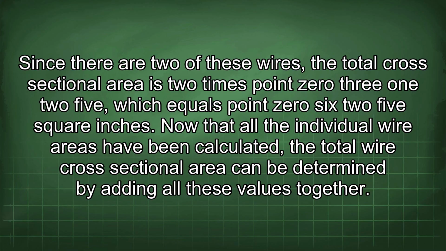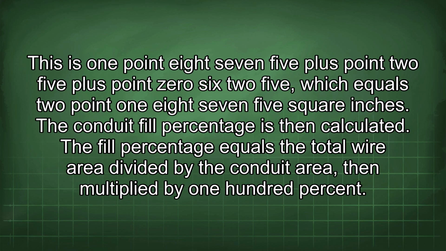Now that all the individual wire areas have been calculated, the total wire cross-sectional area can be determined by adding all these values together. This is 1.875 plus 0.25 plus 0.0625, which equals 2.1875 square inches. The conduit fill percentage is then calculated. The fill percentage equals the total wire area divided by the conduit area, then multiplied by 100%.